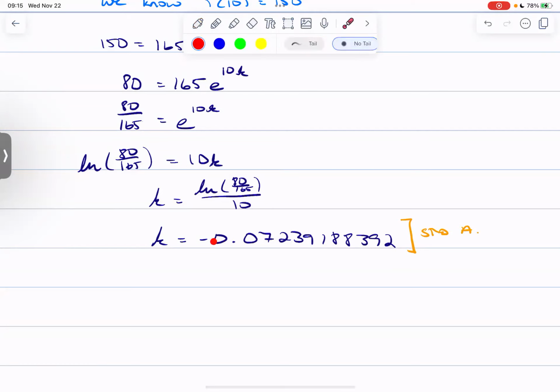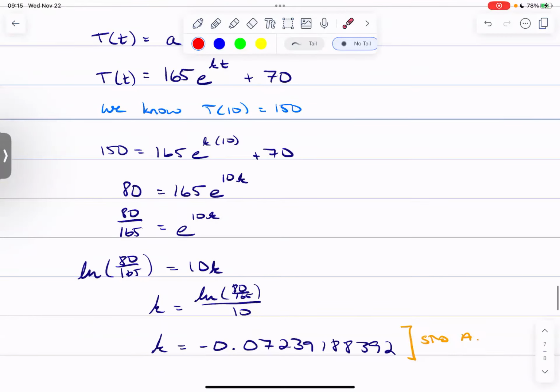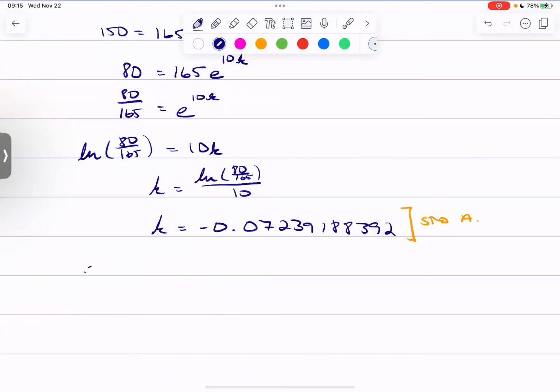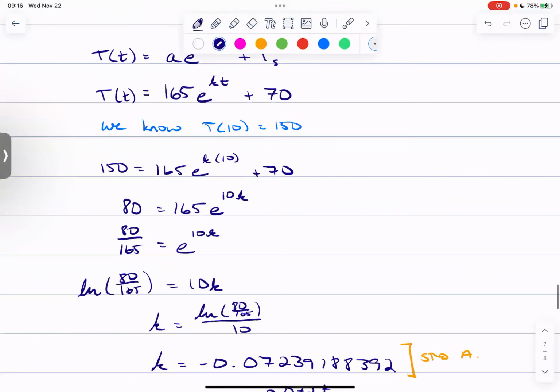Makes sense that it's negative, right? Because if you pull things out of an oven, you expect them to cool off. And so that's good. So now we have our K. I'm going to write just negative 0.072, but I'm going to keep all my decimals in my calculations. And so now I have T of t is 165 e to the negative 0.072 t plus 70.